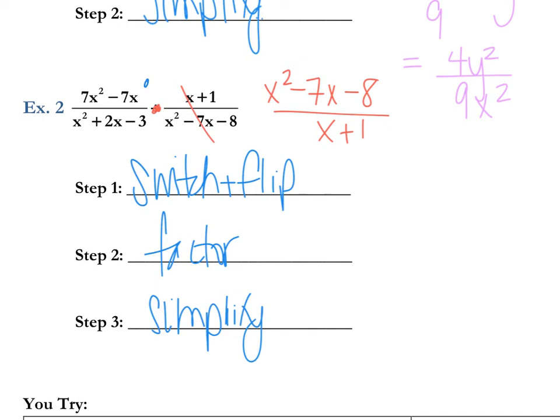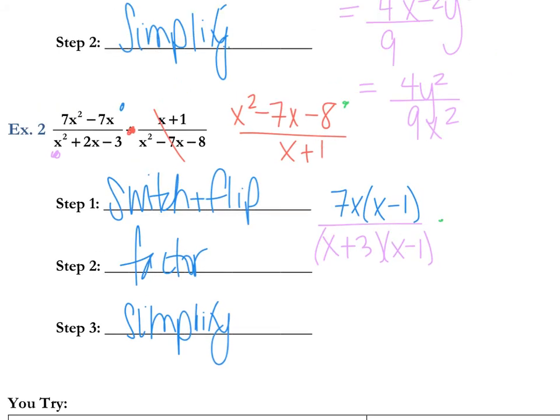So that first one, there's a GCF of 7x. So I'm going to take out 7x, and I'm left with x minus 1. Then the denominator is the quick factoring because a is 1. Okay. Then make sure you use the fraction that you flipped, and not the original. So x minus 8, x plus 1. And then I just have x plus 1 in the denominator.